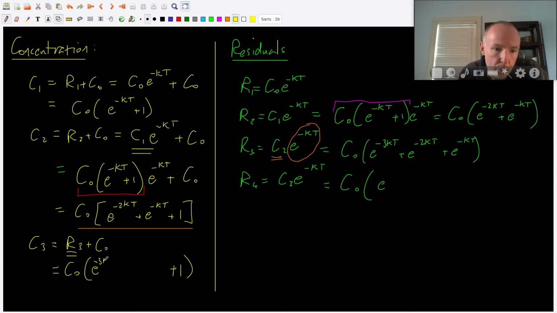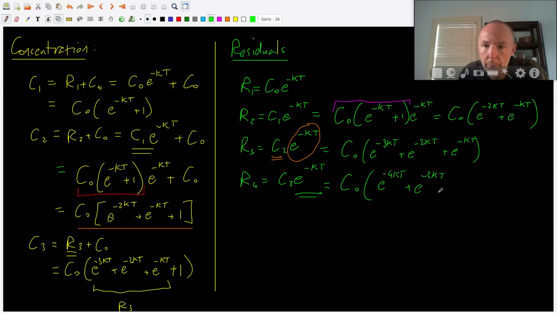It was e to the minus 3kt plus e to the minus 2kt plus e to the minus kt, and that is all from R3, and then we added a single R0. And so R4 is just all of that multiplied by another power of the exponential, which takes it up to 4, and then there'll be a 3, and then there'll be a 2. So I'm multiplying all of that by the exponential, and then there'll be a 1. And so you get the idea.